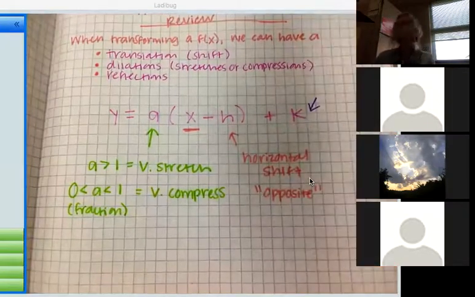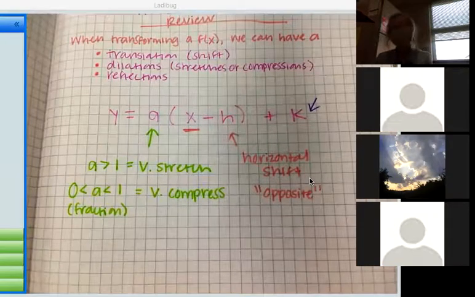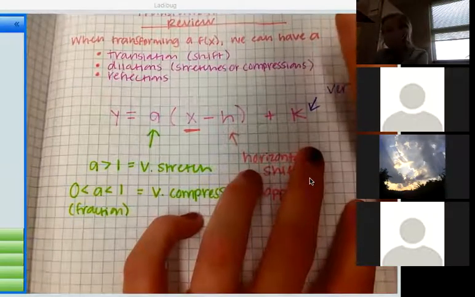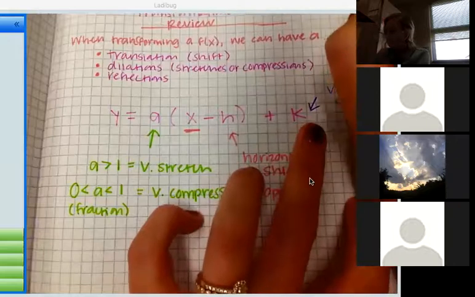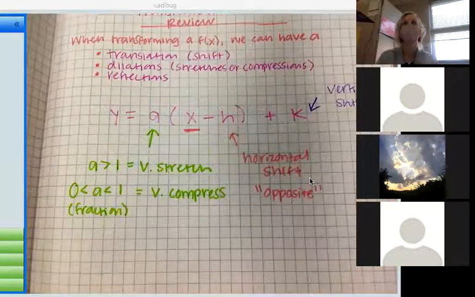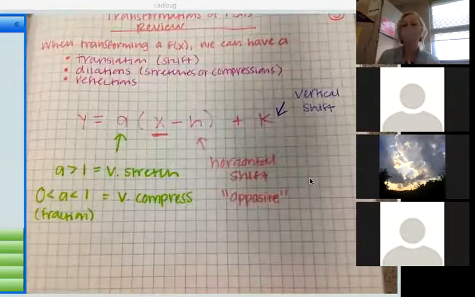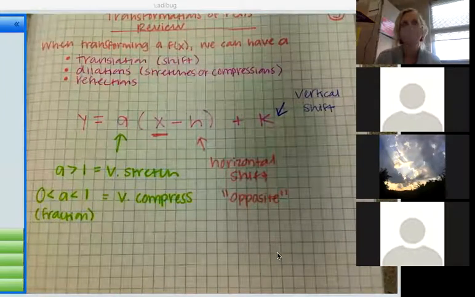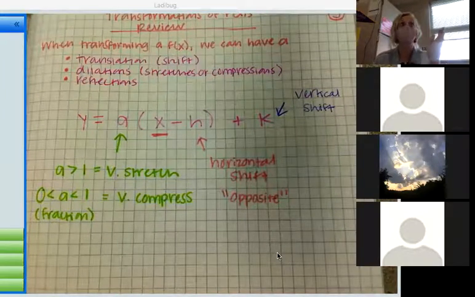What's the K do? Good. That's your vertical shift. So I heard you guys say up or down, right? Does the vertical shift do the opposite? No, it does whatever it says it's doing because it is not your ex. Capiche?